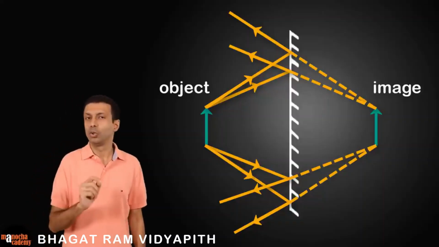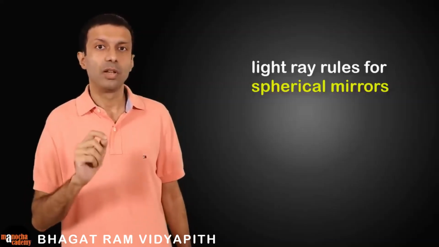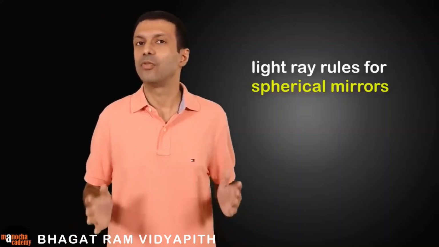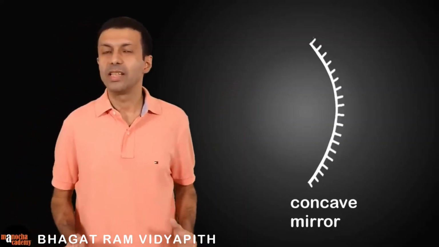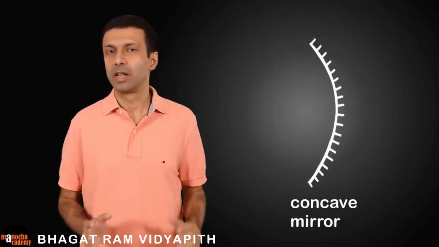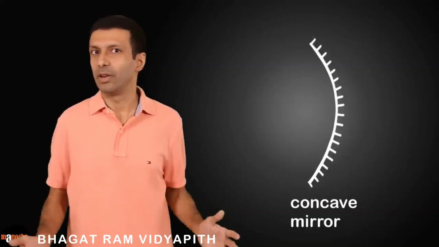But we can't do this for a concave or a convex mirror because we are not sure of the properties of the image. We must use the light rays and the light ray rules for obtaining an image for spherical mirrors. Let's start with the concave mirror. The concave mirror is a converging mirror.